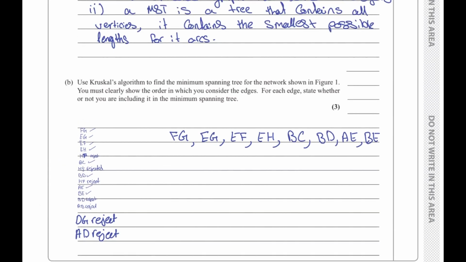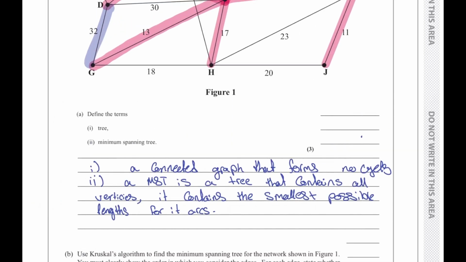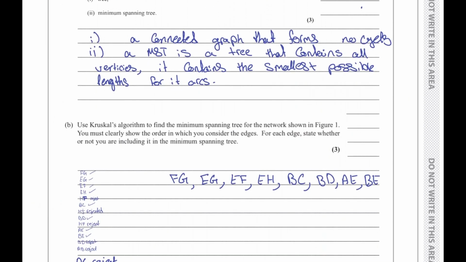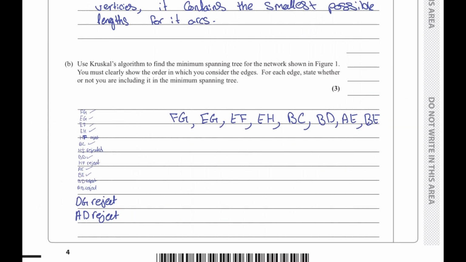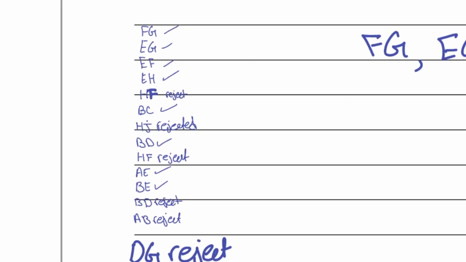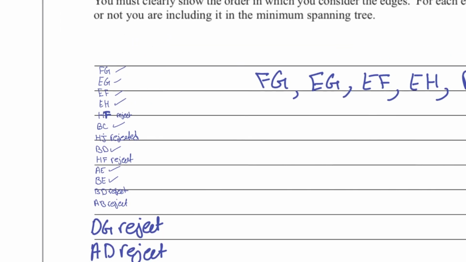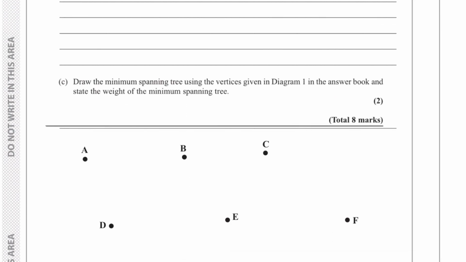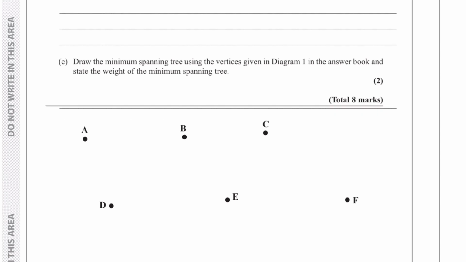I took a little bit more time because I was trying to explain this, so it can be done way faster than this. You just need to write them down in one line instead of doing this, because this is a little bit more time consuming, but I was just trying to show how it's done. So let's go to the next part of the question over here. It says, draw the minimum spanning tree using the vertices given in diagram 1 in the answer book and state the weight of the MST.